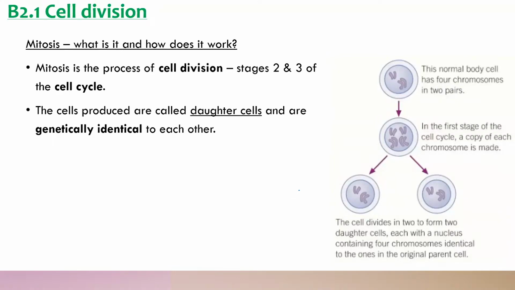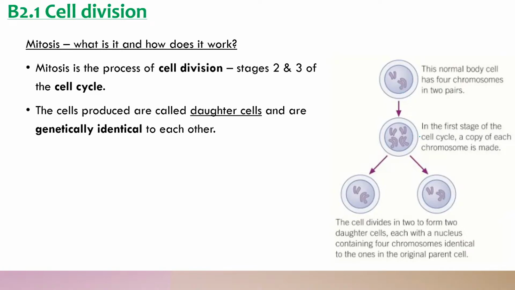So mitosis, the focus of this bit. Cell division, stages 2 and 3 of the cell cycle. The cells produced are called daughter cells and are genetically identical to each other. So mitosis produces genetically identical cells, clones basically. We've got a normal body cell. I know we're just going to draw 4 to make it easier, because obviously we have more than that, but we just want to get the principle across.